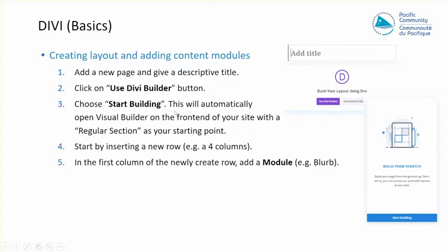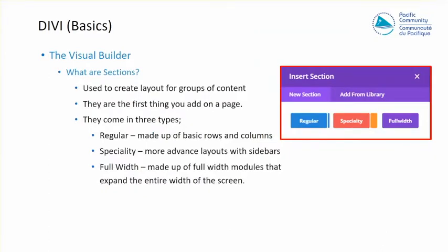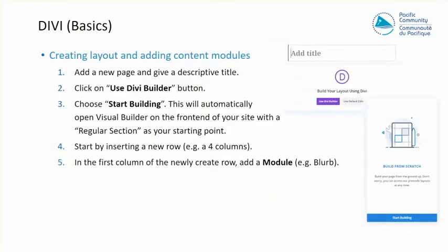And by default, when you use Divi Builder, it opens up in a regular section. Now, there are 3 different sections, like we've discussed: regular, specialty, and full width. Visual Builder starts with a regular section as your starting point. From there, you can insert rows, which is the second largest building block, and then insert a module, for example, a blurb.